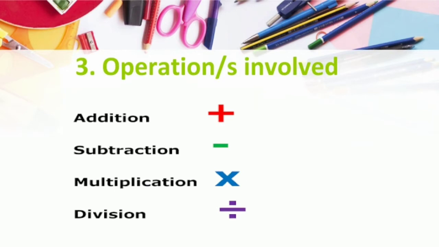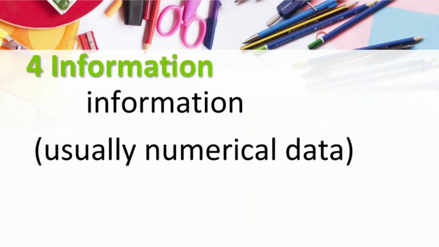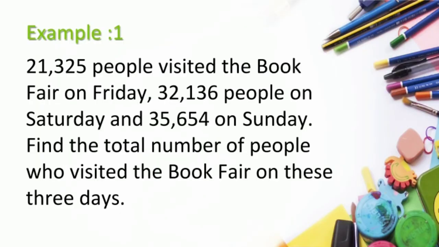Third trick is operation involved. In maths there are four basic operations: addition, subtraction, multiplication and division. Fourth trick is information, usually numerical data. So let's see a word problem in detail.